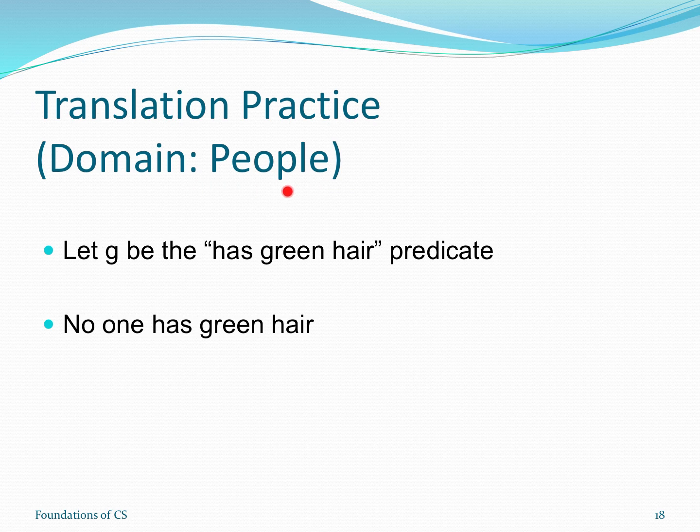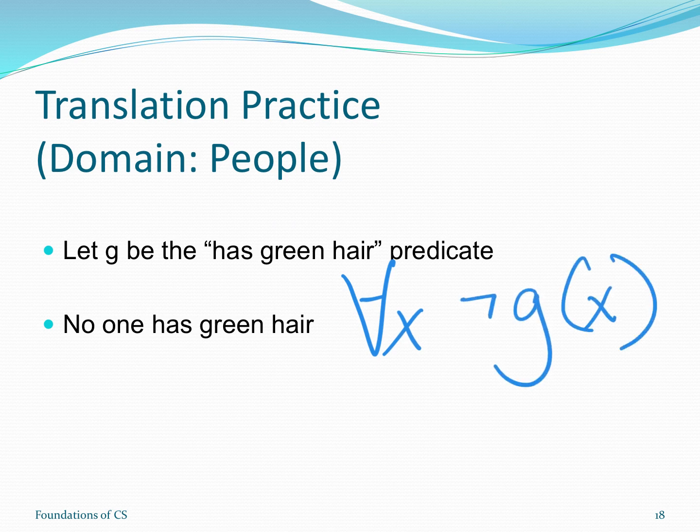Again, it's always important to check your domain. My domain is people, and I want to talk about if G is the green hair predicate, and I want to say no one has green hair. Well, when you think about that, there's two ways to think about it, and both ways are equally good. One way you could think about writing it is for all, I'm going to go with X again just because that's what people usually do. For all X in my domain, everything in my domain, no matter what value of X I give it, it doesn't have green hair, right? That's one way to do it.